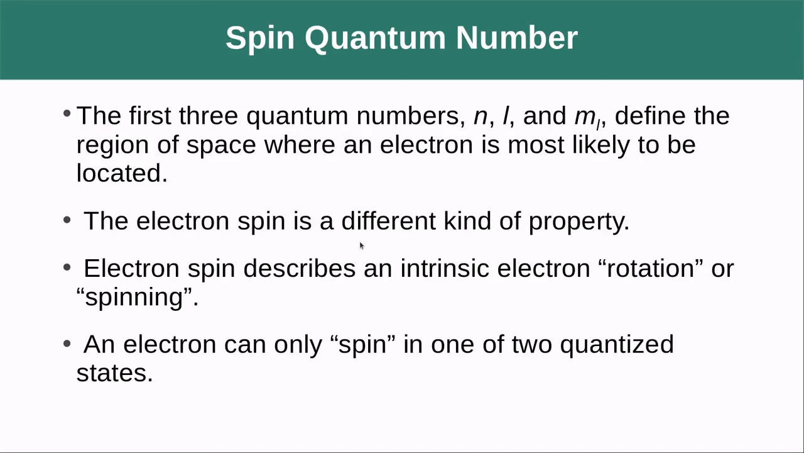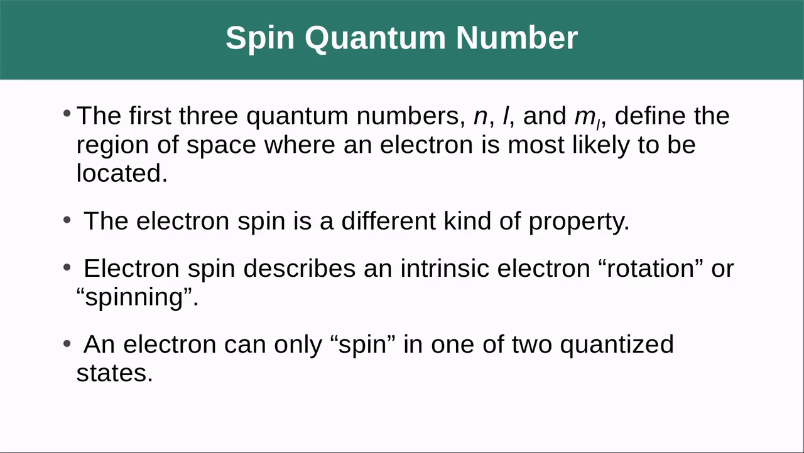And what this leads us to is our fourth and final quantum number, the spin quantum number. The first 3 quantum numbers, n, l, and ml, define the region of space where an electron is most likely located. The electron spin is a different kind of property. Electron spin describes an intrinsic electron rotation or spinning. An electron can only spin in one of 2 quantized states.